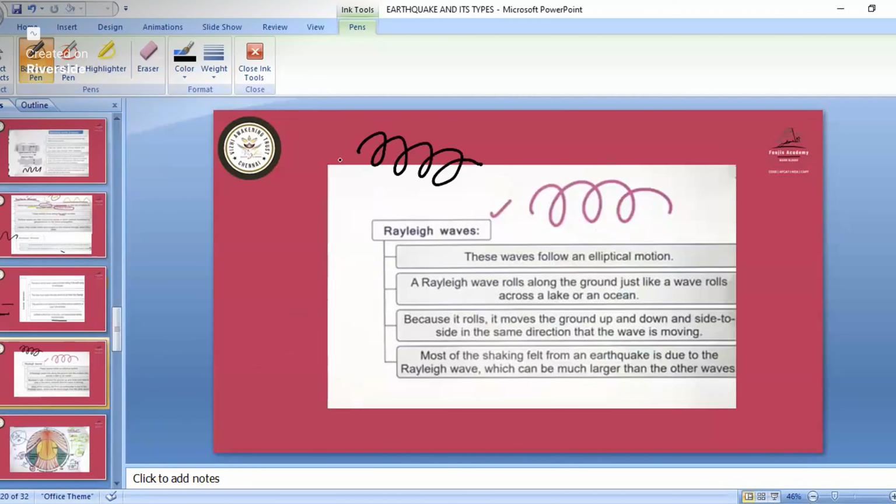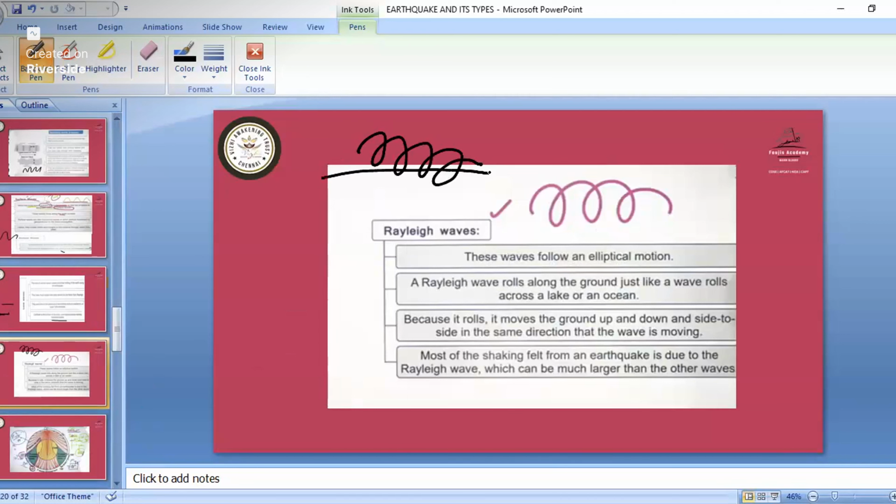So they flow in both horizontal and vertical paths, so they cause the highest damage on the earth's surface. But Love waves travel in horizontal motion, so they don't cause that much damage, but they shift the land. But these Rayleigh waves are in both horizontal motion and also vertical motion.